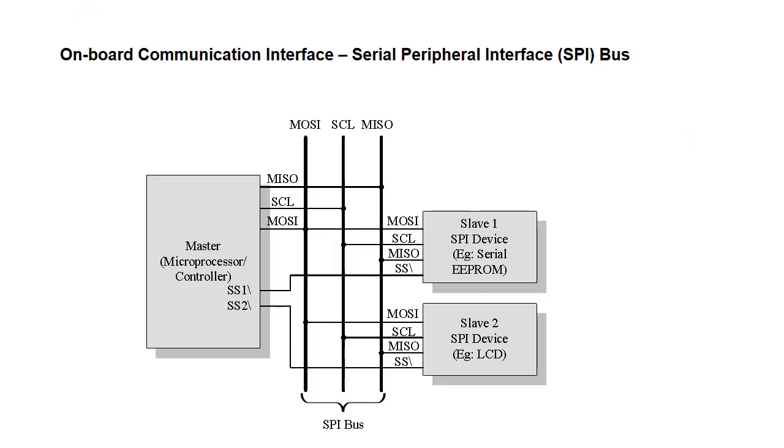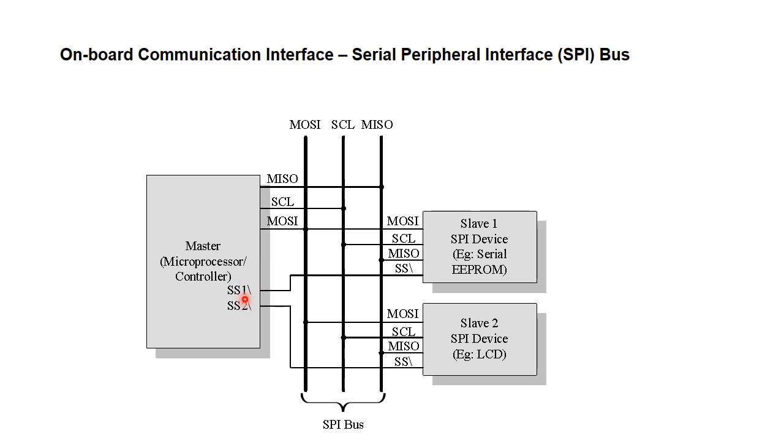In this slide we can see the communication using the serial peripheral interface bus, SPI bus, between a master and multiple slaves. There is one master and there are multiple slaves. This is a master microcontroller or processor. Then we have slave 1 which is an EEPROM, and slave 2 which is an LCD device. The bus has 3 lines: MISO, master in slave out, then SCL, the serial clock, and MOSI, master out slave in.